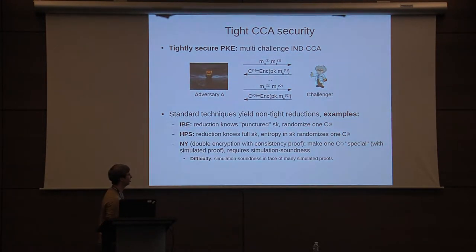Then there's the Naor-Yung type double encryption, and maybe this is already a bit of a complicated description of the Naor-Yung paradigm. I'll go into more detail on how this works in a few slides, so maybe just ignore this for the time being. There's also a very old method to obtain chosen ciphertext security, but it requires a very strong non-interactive zero-knowledge proof. And that's the difficulty that makes everything very hard when you go to the multi-challenge setting.